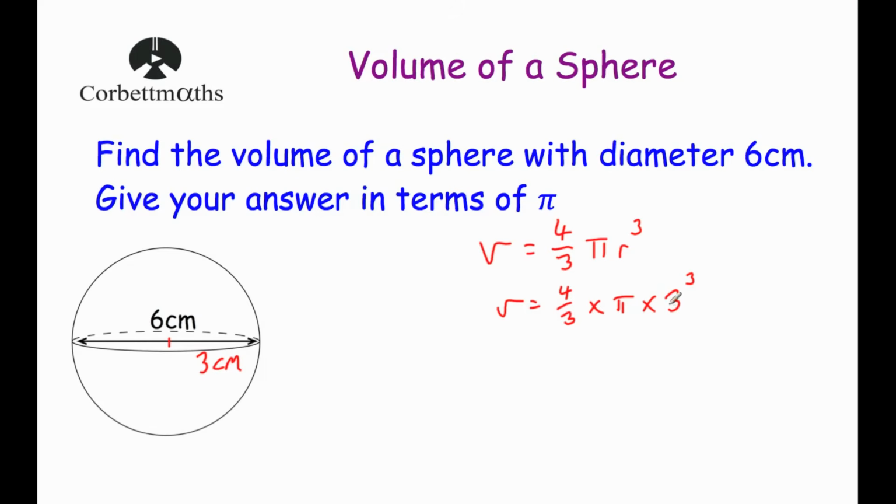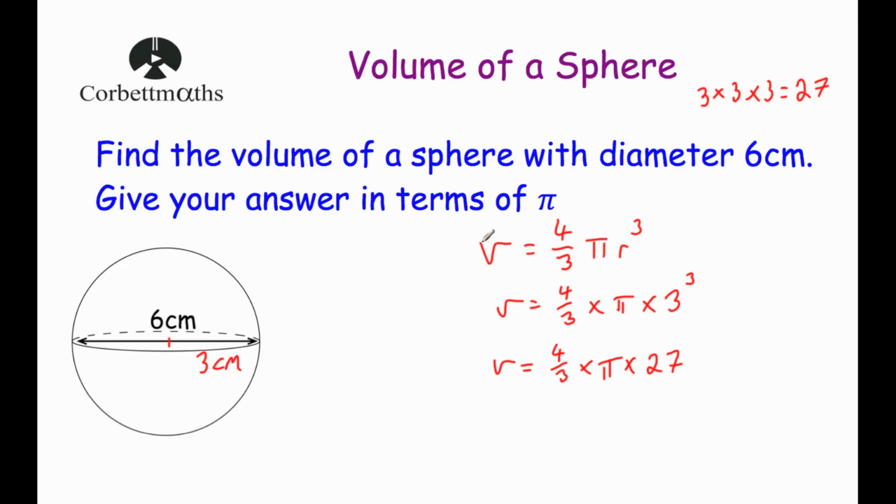Remember our order of operations, do our powers first. So the volume equals 4/3 multiplied by pi multiplied by, now 3 cubed is 3 times 3 times 3, and 3 times 3 is equal to 9, times 3 is equal to 27, so times by 27. Now we've got the volume equals 4/3 multiplied by pi multiplied by 27.